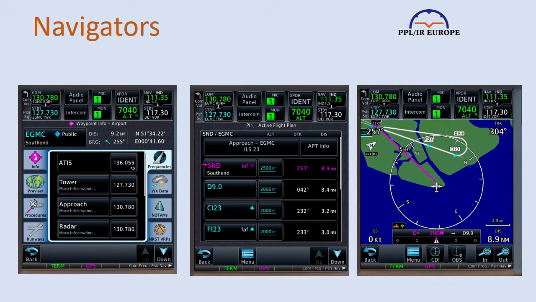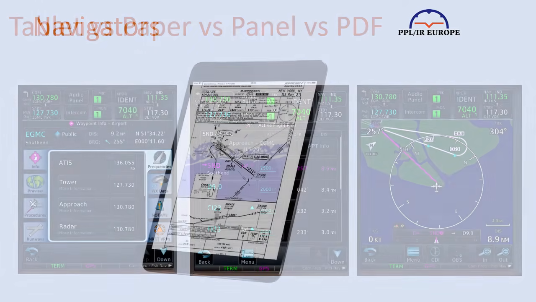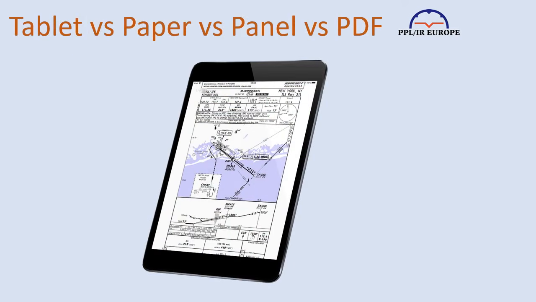Panel navigators must have current AIRAC data to be legal for IFR flight and could be used standalone for approaches, but the information is not as easily accessible as from plates, and you may want to view other information prior to flying an approach. So let's look at how we display them. Tablet, as against paper, as against on the panel, as against downloading PDF.